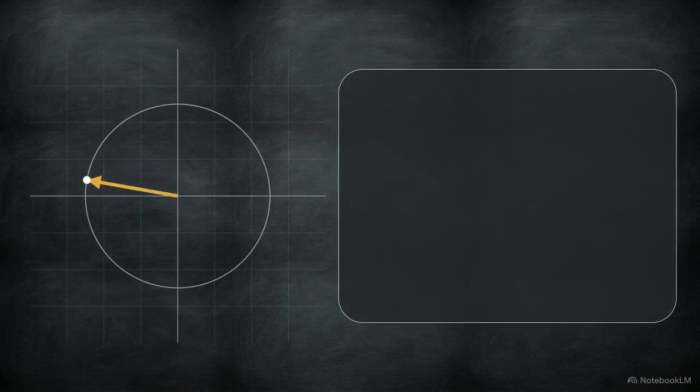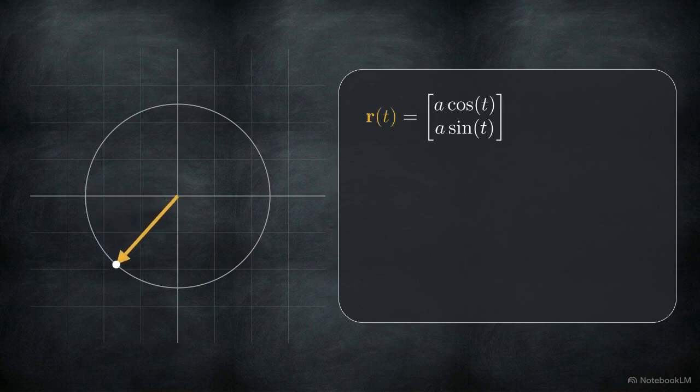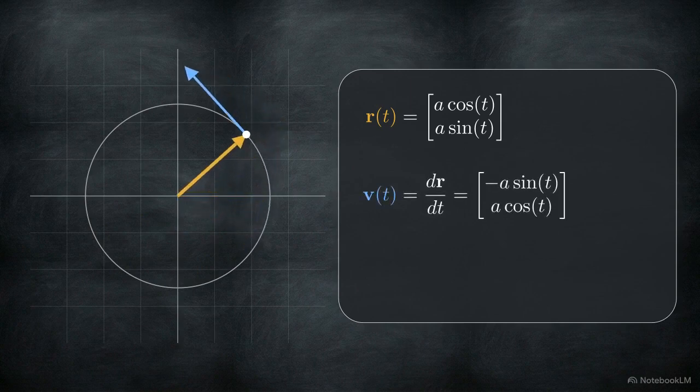This is a parametrized circle tracking spatial motion. We map a point moving along its perimeter using a position vector defined by a cosine t and a sine t. Differentiating this position vector component by component generates the velocity vector. This velocity vector maps perfectly tangent to the circular path at all times.